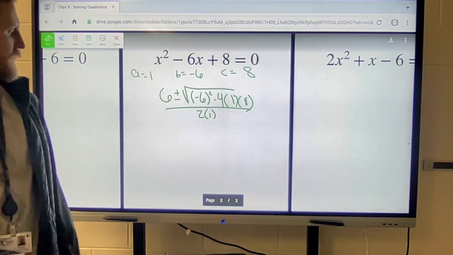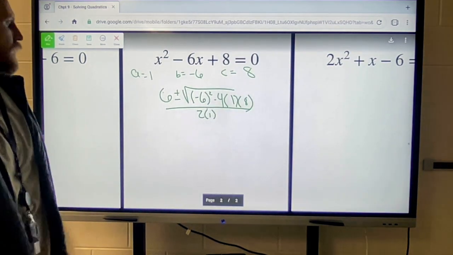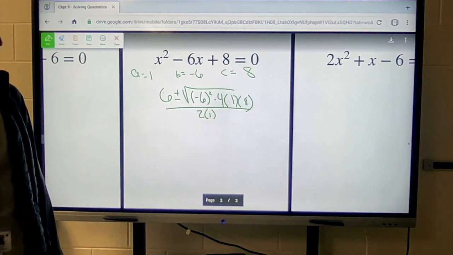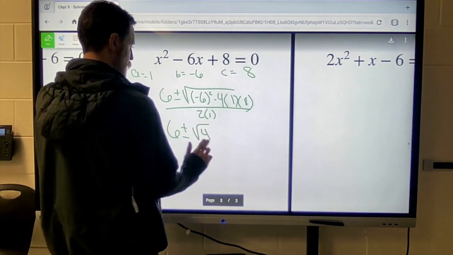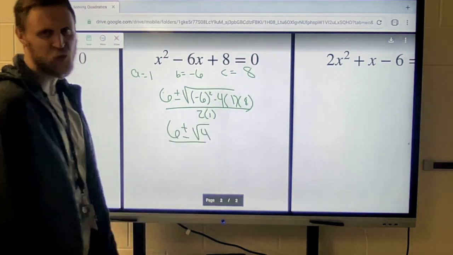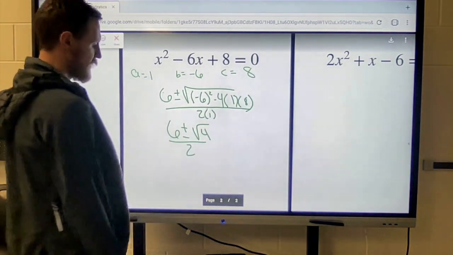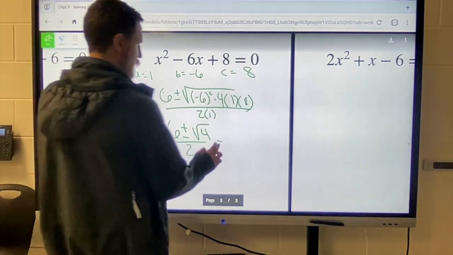So negative 6 squared minus 4 times 1 times 8. What do we end up with? 36 minus 32, so probably 4. Plus or minus the square root of 4. And then the bottom, you can go ahead and simplify that. That's easy. It's a 2. 2 times 1 is 2, right? And what is the square root of 4? You know this. It's plus or minus 2.